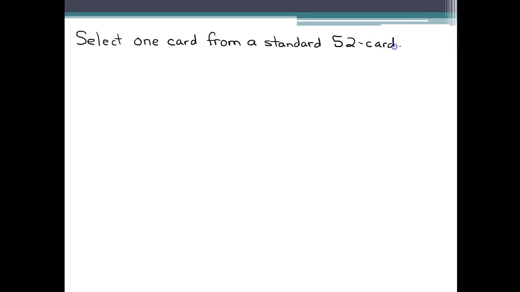All right, let's do another example. Let's say we select one card from a standard deck. Standard 52 card deck. Okay, first let's figure out what is the probability of that card being a 10 or a 4.